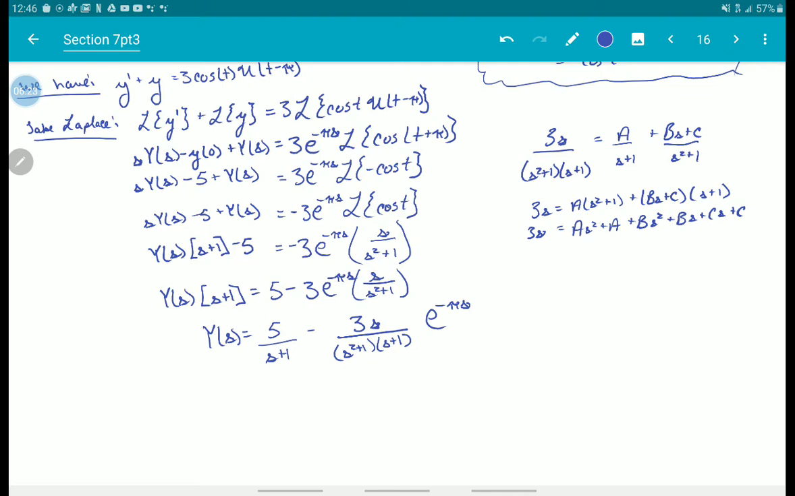So let's create that system. We're looking at s squareds, s's, and constants. We do not have an s squared on the left. That has to be equal to A plus B. We have an s on the left. That has to be equal to B plus C. We do not have a constant on the left. That has to be equal to A plus C. So if we type this in, do RREF, I got negative 3 halves, 3 halves, and 3 halves.